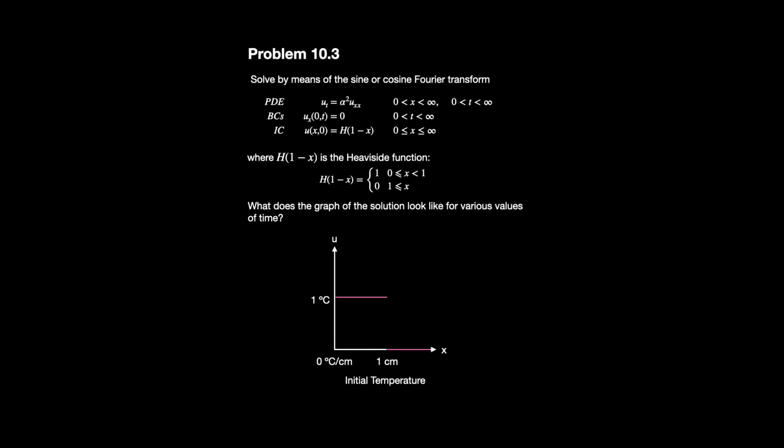Today we're going to work on problem 10.3, where we're asked to solve by means of the sine or cosine Fourier transform this initial boundary value problem. The boundary condition at x equals 0 is insulated, that is, the derivative of the temperature profile with respect to x is equal to 0, and then an initial condition which is actually equal to the Heaviside function, where the temperature is going to be 1 between 0 and 1, and otherwise 0. Finally, after we have a solution, we're asked to graph the solution for various time values.